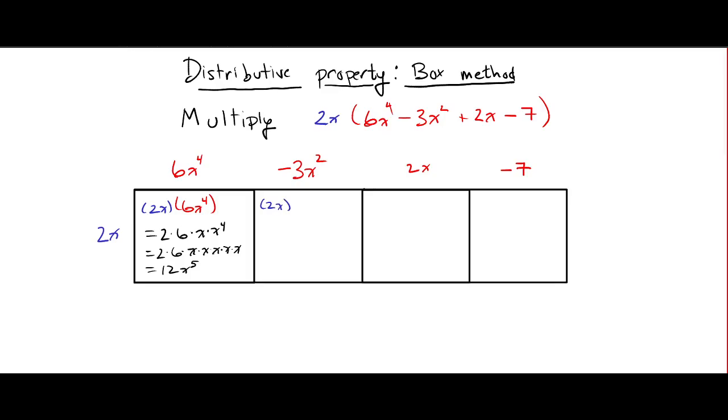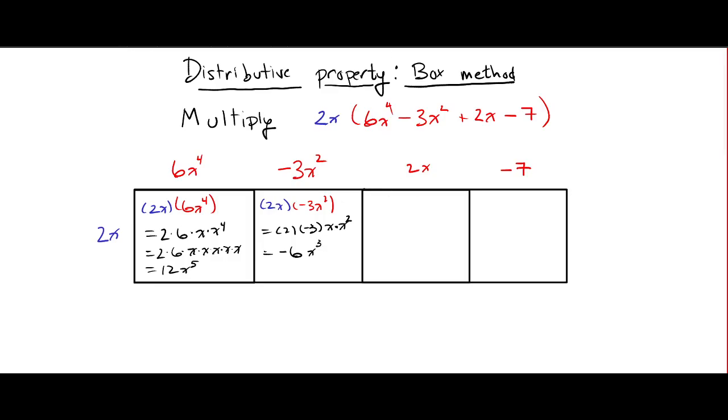2x and negative 3x squared. So 2 times negative 3 times x squared. 2 times negative 3 is negative 6. x times x squared, that's 1, 2, 3 x's. x to the third power.